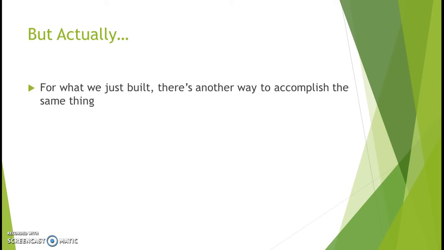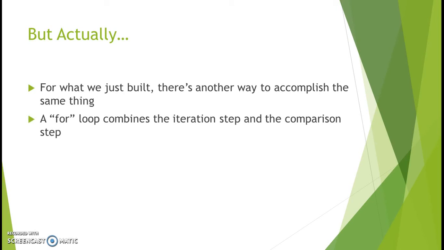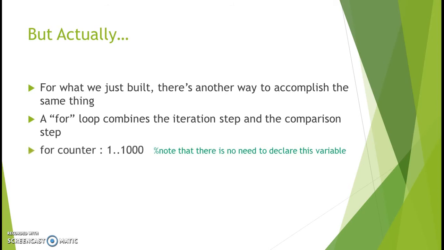Okay, so you've learned a useful skill, I think, but there is another way to accomplish the same thing. So we have something called a for loop that combines the iteration step that we had there and the comparison step. So in our case, we can have for counter going from 1 to 1,000, execute our code, end for. And there isn't any need to declare our variable for this type of approach. So a very simple finite loop. Run it 1,000 times and then stop.